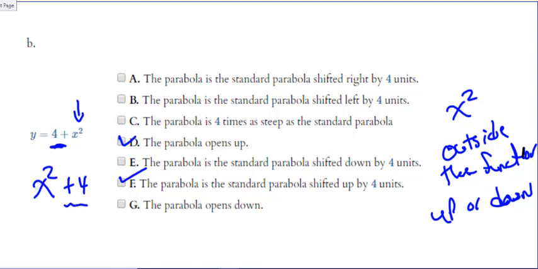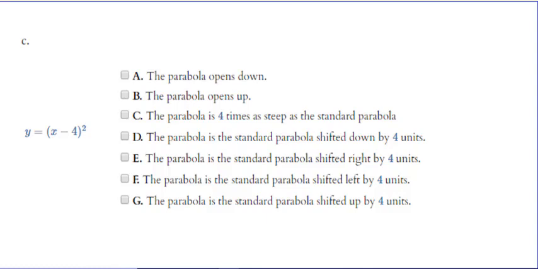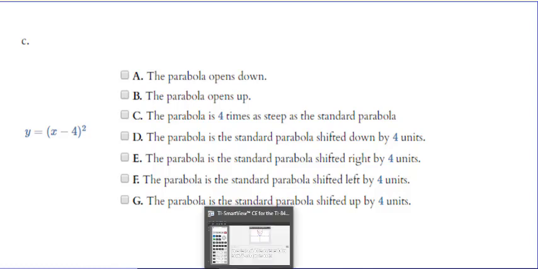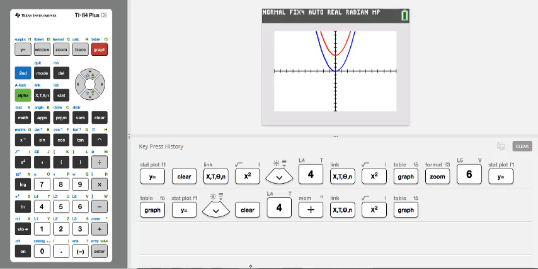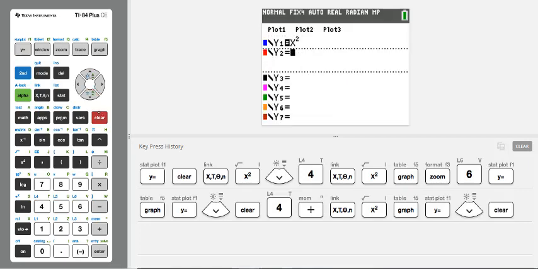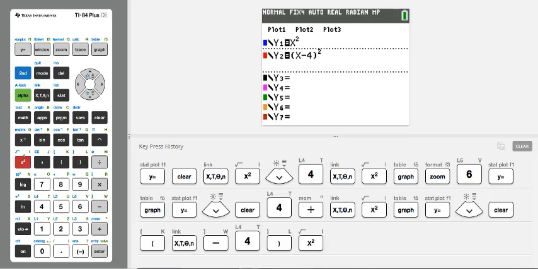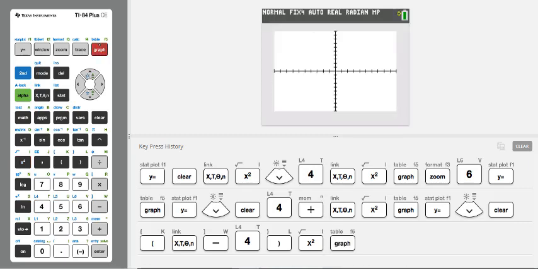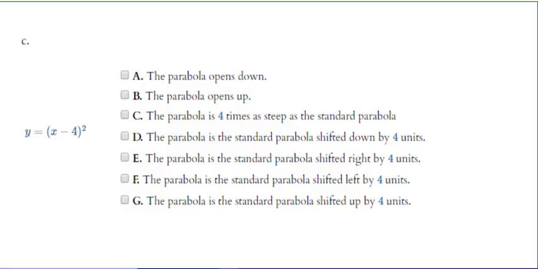Now, let's look at another one. Let's look at this one. So, x minus 4. We'll clear there, open parentheses, x minus 4, close parentheses, squared. We're looking at the red. We're going to graph it. All right, so shifted to the right is what's happening.